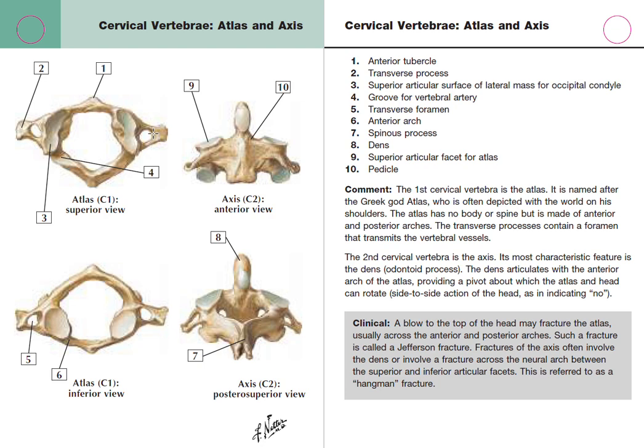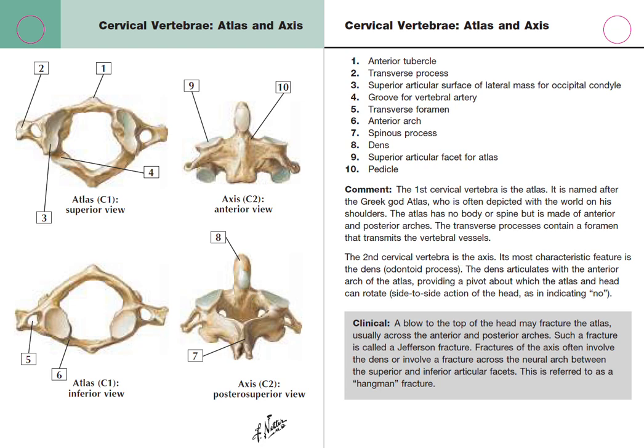The second cervical vertebra is the axis. Its most characteristic feature is, of course, the dens, number 8 over here, also called the odontoid process. The dens articulates with the anterior arch of the atlas, providing a pivot about which the atlas and the head can rotate. Side-to-side action of the head, as in when indicating no.